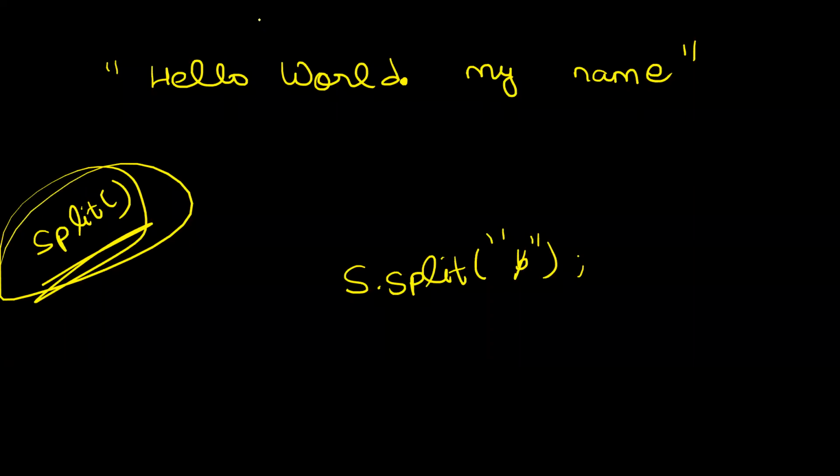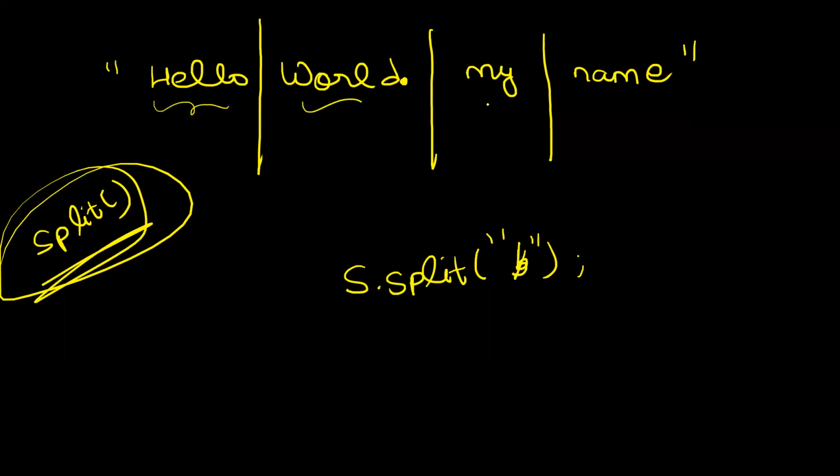So what will happen? One split will happen here. One split will happen at this space. One split will happen at this space. Think of it like you are cutting a cake, right? So you are cutting your string at every space. So at every space, you have introduced a cut in your string. And how many strings have been now formed? Now you are talking of 4 different strings, right? One is hello. The second string is world. The third string is my. And the fourth string is name.